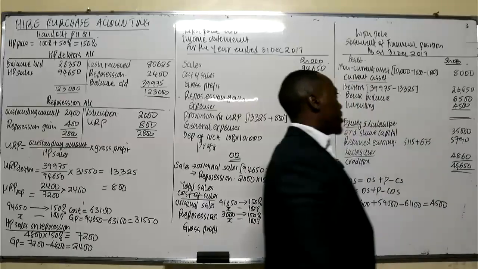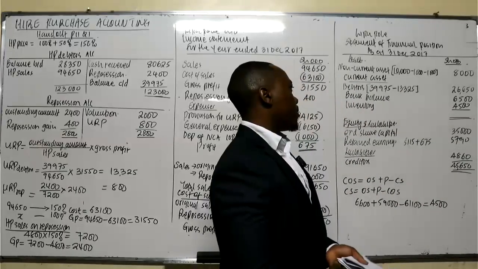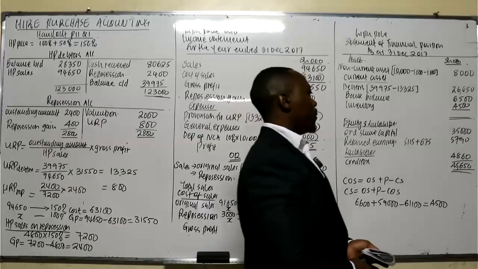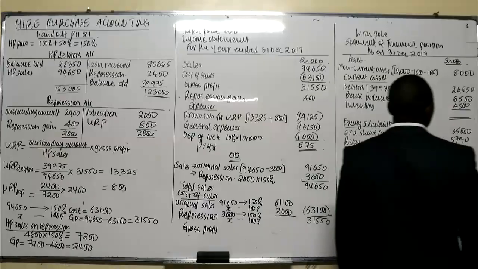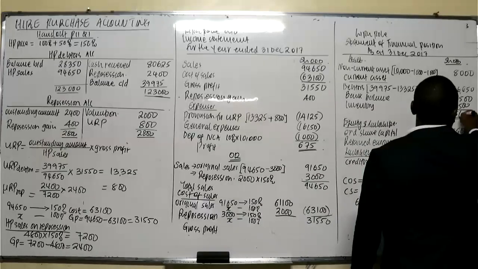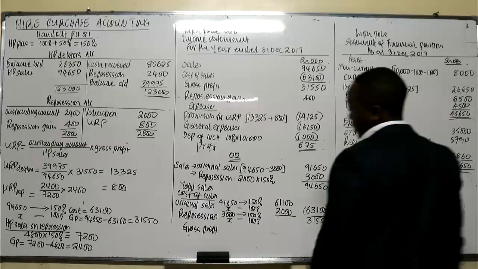So how much will be the total assets? Sorry? 5,650. Good. Can copy now?